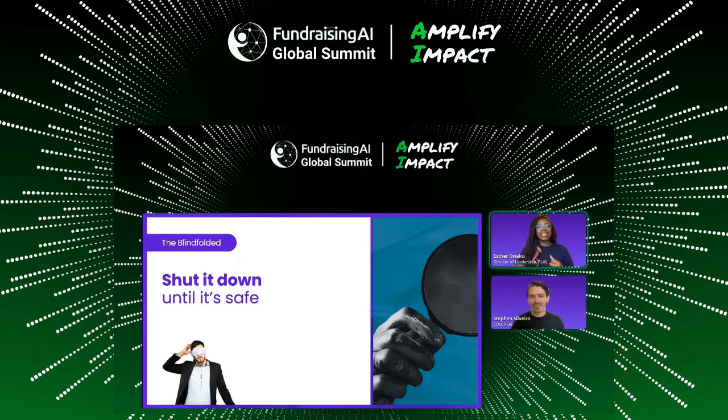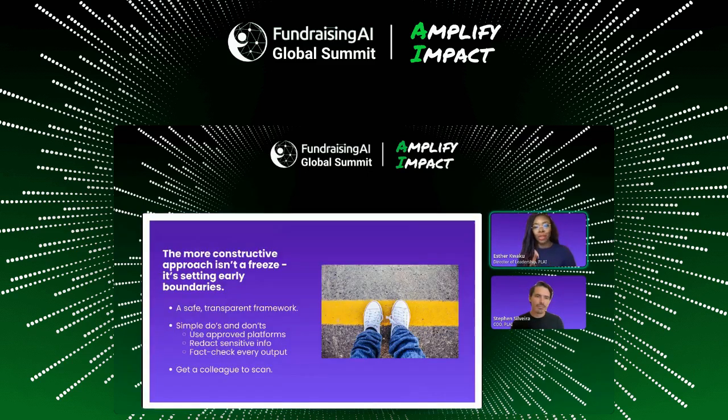Yeah, exactly. And so what we see happening is instead of reducing risk, leaders press pause. But all that does is push it out of sight where it's harder to manage. And when that beautiful piece of content slips out unreviewed, or when someone unknowingly pastes in sensitive information, that can lead to reputational fire. We don't want that to happen. The more constructive approach is not a freeze, it's setting your boundaries early. It's things like having a safe, transparent framework to begin with, simple do's and don'ts like using approved platforms, redacting sensitive information, fact checking every output, even getting a colleague to scan anything that leaves the virtual room. That way, curiosity still happens, but it happens in the daylight and not in the shadows.